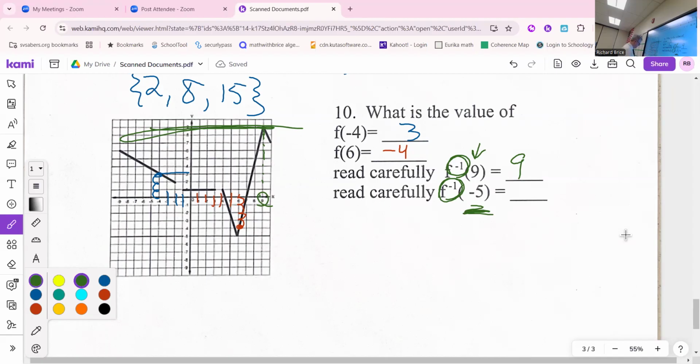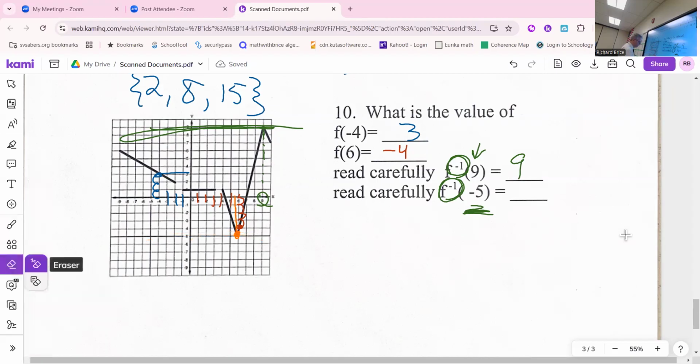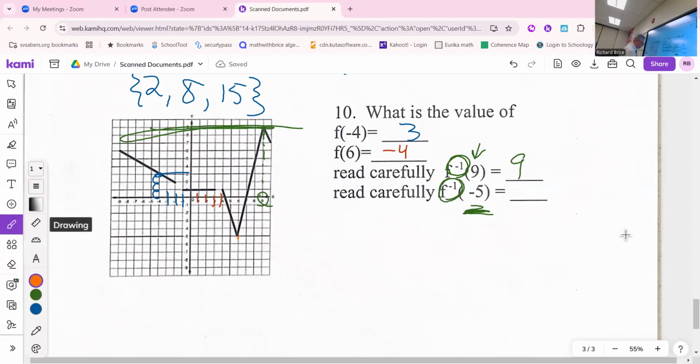Get a different color here, orange. -5. I'm looking at the y values. Where is that? Right here. It's up 1, up 2, up 3, up 4, up 5. So wait a minute. What am I doing here? I'm going to have to erase this and take a look at it. There we go. Yes, so there it is. Just had to erase some stuff. It is at 6. Sorry.